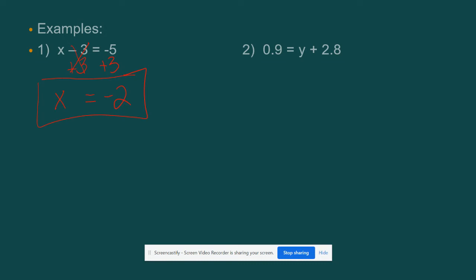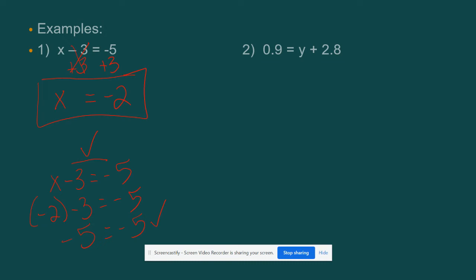Now, of course, we always want to talk about checking our work. So we plug negative 2 in for x. So where we had x minus 3, we now put negative 2 minus 3. Negative 2 minus 3 more. Or say I owe 2 and then I'm borrowing 3 more. So I owe a total of 5. And are those exactly the same? They are. So we're good.